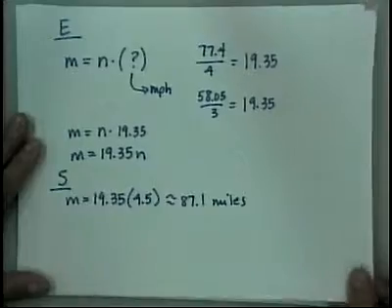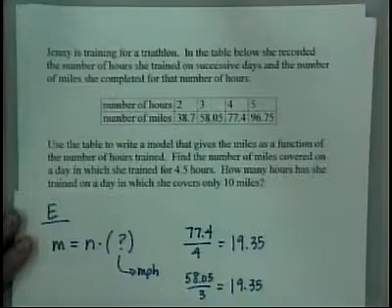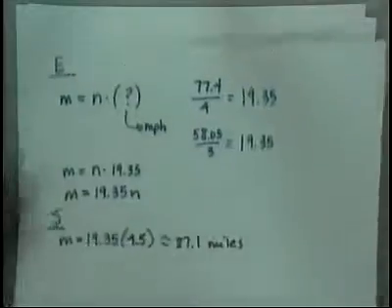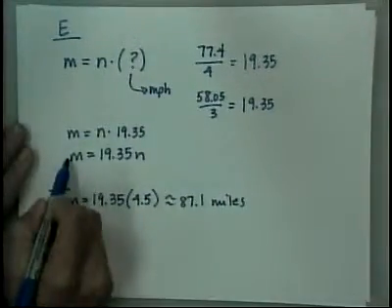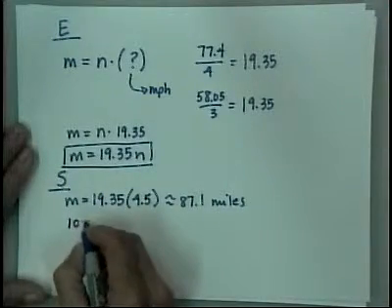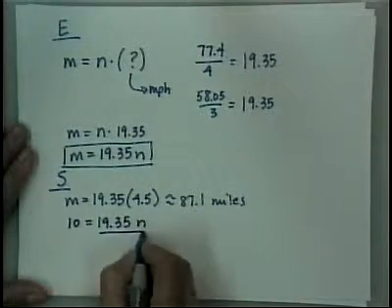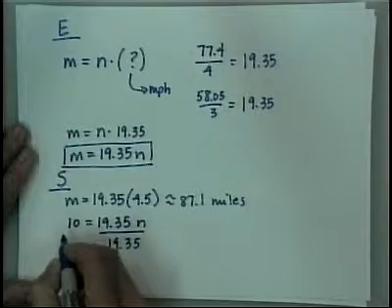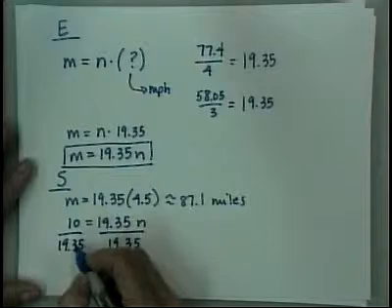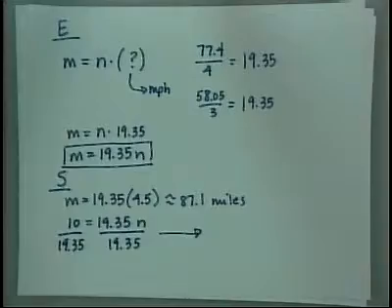Well, there's another question here, and we should take a look back at that. The other question says, how many hours has she trained on a day in which she covers only 10 miles? Well, in that case, the number of miles, here's our equation here, that we're going to use is 10. And if we want to solve for n, we're going to have to divide each side of the equation by 19.35. And we'll grab a calculator, and we'll find 10 divided by 19.35, and that will be equal to n.